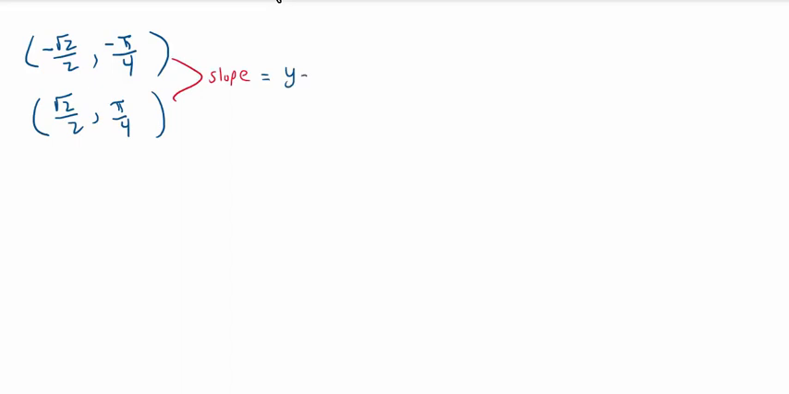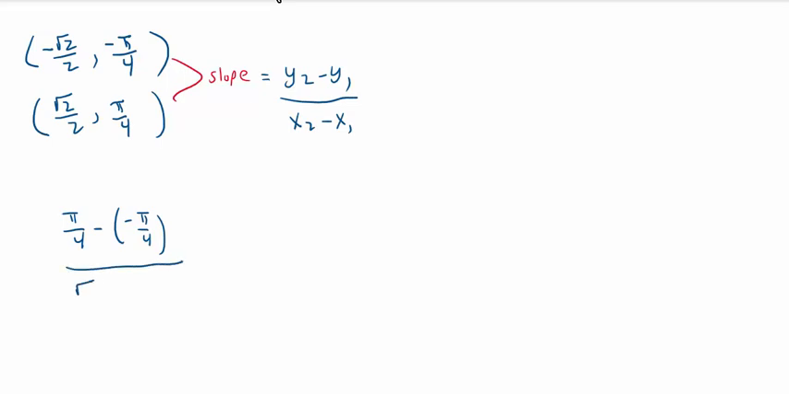So y2 minus y1 would be pi over 4 subtract negative pi over 4. And then, of course, to find the slope, you divide by x2 minus x1, which in our case would be radical 2 over 2, subtract a negative radical 2 over 2. And then, of course, subtracting a negative is the same thing as adding. So we have pi over 4 plus pi over 4 in our larger numerator. And in the denominator, you'd have radical 2 over 2 plus radical 2 over 2.